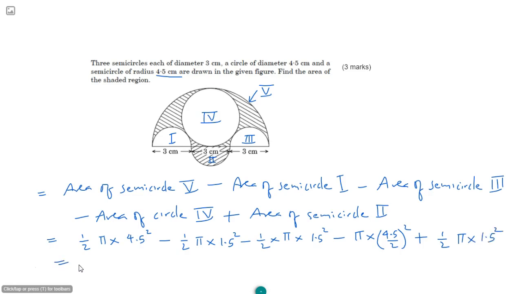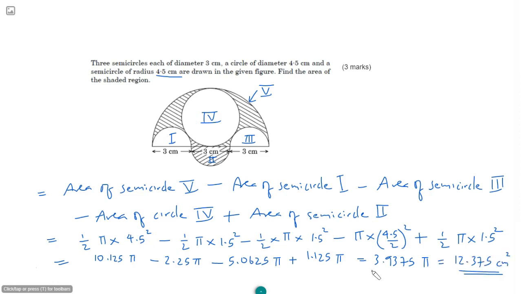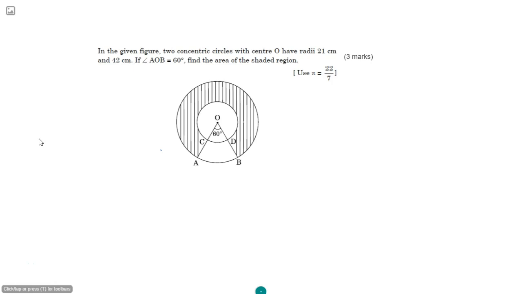If you do these calculations, you will get 3.9375 pi. Now the value of pi is not given in this question. You can use a value of 22 by 7. You will get an answer of 12.375 centimeter square.